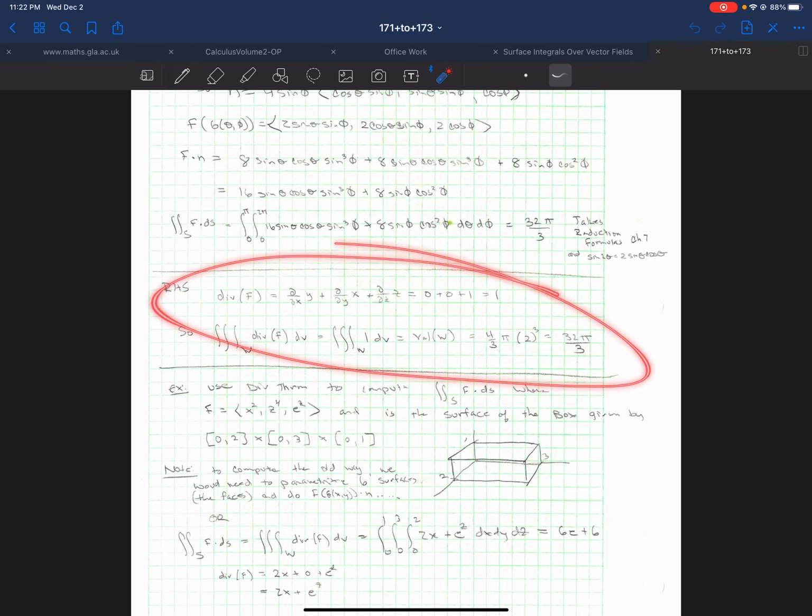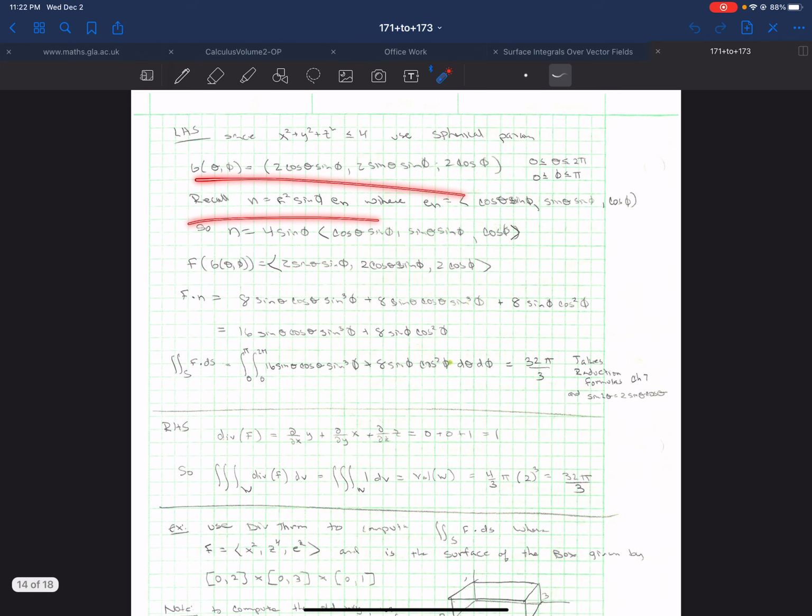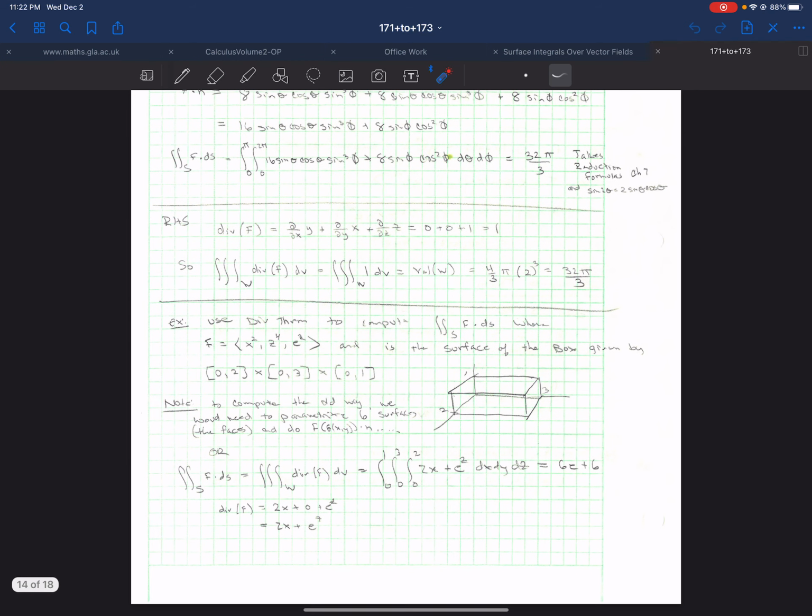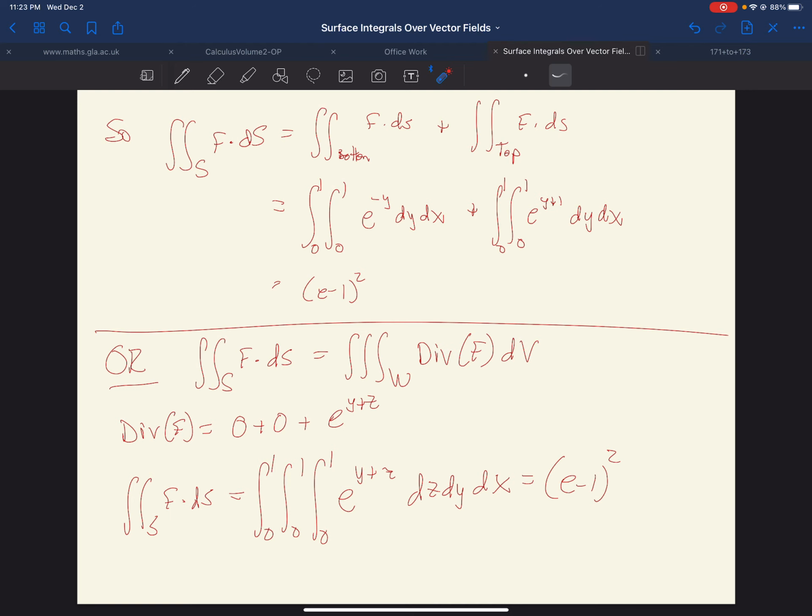Notice how much easier that is than having to parameterize, find a normal vector, feed it into the vector field, take a dot product, and then still perform this double integral. Okay, if you look at my next example, this says use the divergence theorem to compute that surface integral over a rectangular prism, a box, basically. And so in order to do that, I'm going to switch over here.